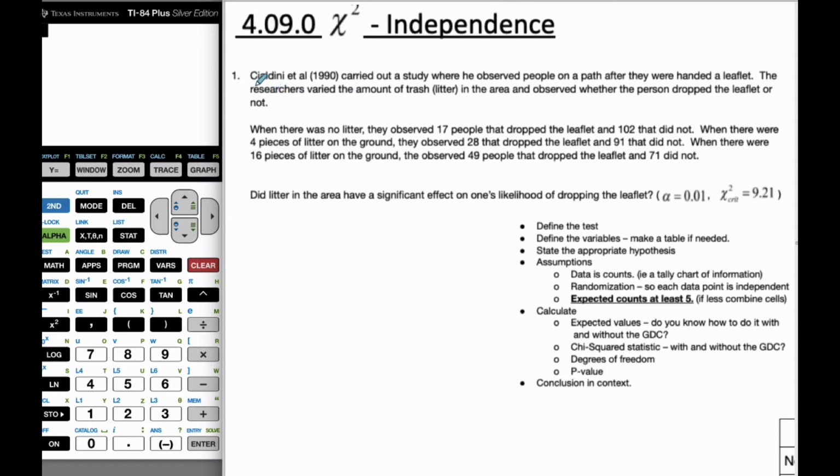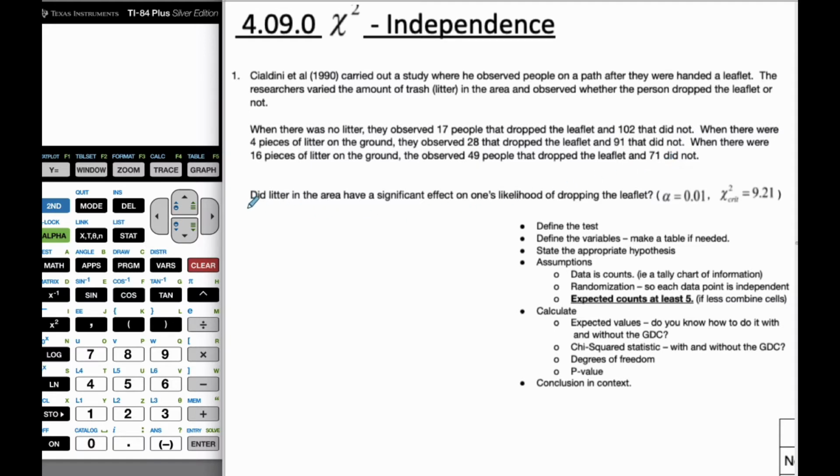So this gentleman carried out a study where he observed people on a path and they were handed a leaflet. The researchers varied the amount of trash or litter in the area and observed whether the person dropped the leaflet or not. When there was no litter, they observed 17 people that dropped the leaflet and 102 that did not. With 4 pieces of litter, they observed 28 who dropped it and 91 who did not. When there were 16 pieces, there were 48 people who dropped the leaflet and 17 who did not.